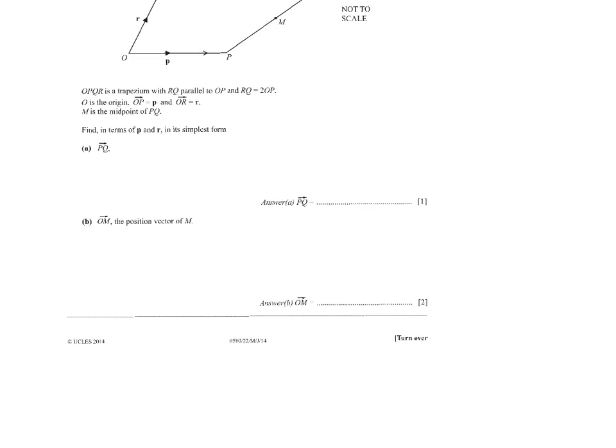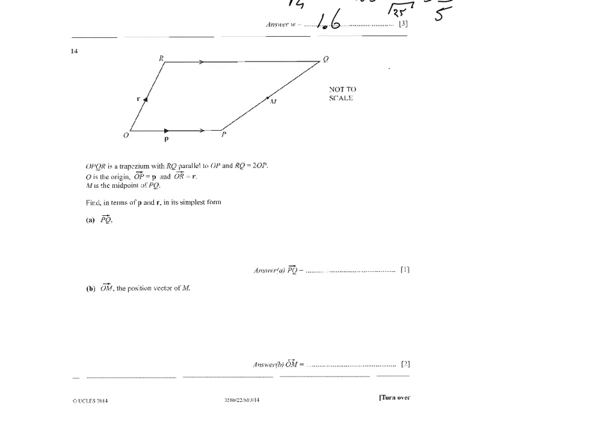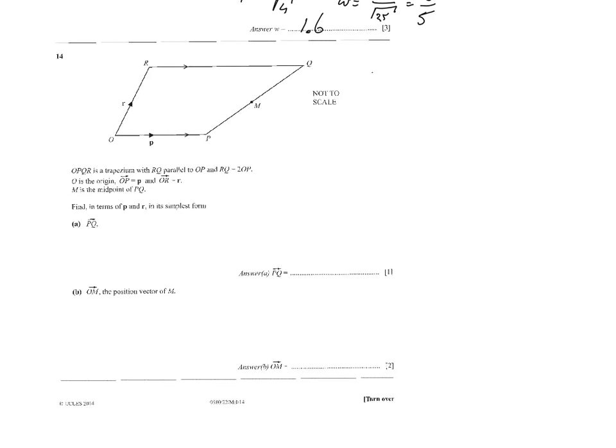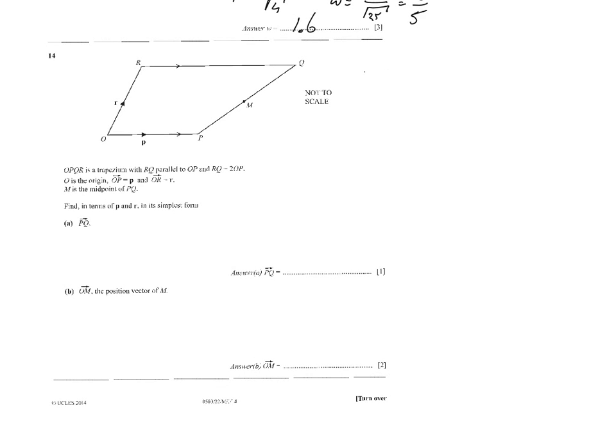Next question, as you can see, a question about vectors. There we go. Make it slightly smaller. Vector geometry. Let's see what is going on. OPQR is a trapezium. Okay, that means that they are parallel, and O is probably the origin. With RQ parallel to OP, that's what we just said, and RQ, they say, equals 2OP. So RQ, where's RQ? Sorry, RQ equals 2OP. Okay, so this one is twice as long compared to OP, yeah?